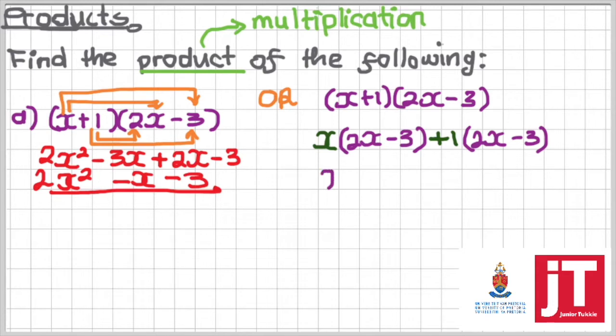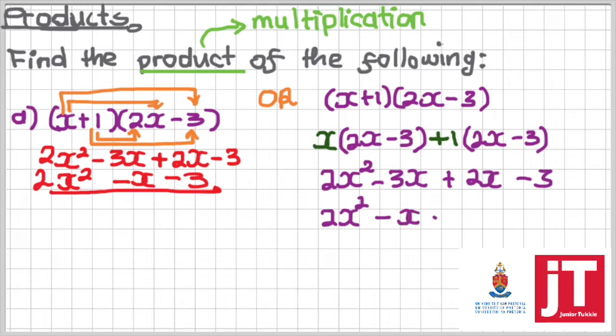We're going to get 2x to the power 2 minus 3x plus 2x minus 3. Final answer, when simplified, gives us 2x to the power 2 minus x minus 3, which is the exact same answer that we got previously.